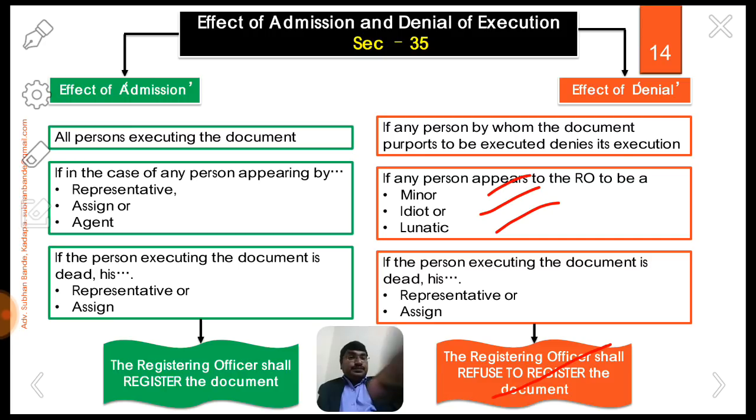This is the rule. If the person executing the document is dead, and his legal representative or assign denies the execution, then the registering officer shall refuse to register the document. This is the rule specified under section 35 of the Act.